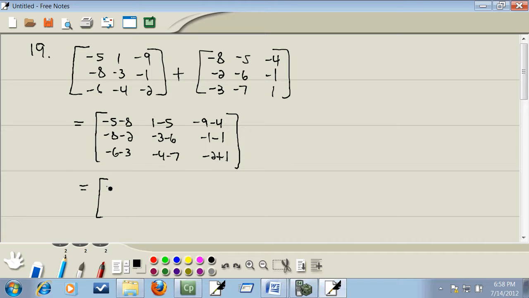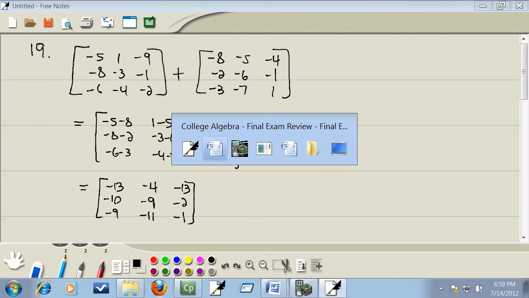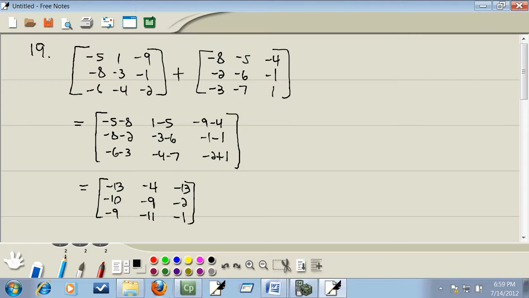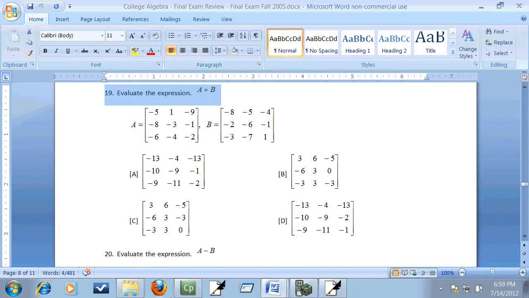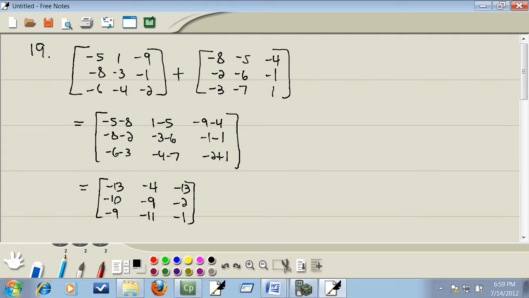Well, negative 5, negative 8 is negative 13. 1 minus 5 is negative 4. Negative 9, negative 4 is negative 13. Negative 8, negative 2 is negative 10. Negative 3, negative 6 is negative 9. Negative 1, negative 1 is negative 2. Negative 6, negative 3 is negative 9, negative 11, and negative 1, assuming I added everything correctly. Negative 3, okay, negative 10, negative 9, negative 9. Yeah, D as in David would be our answer.